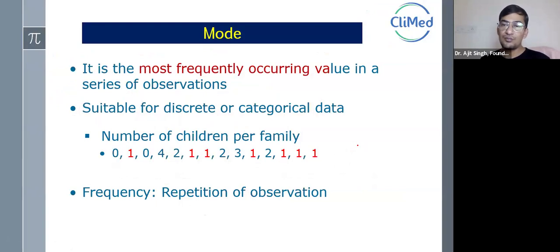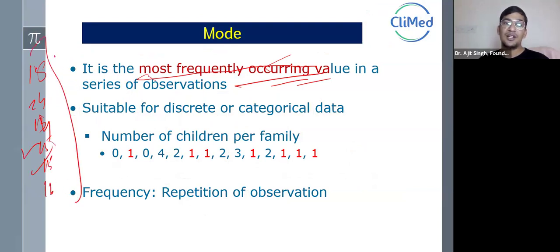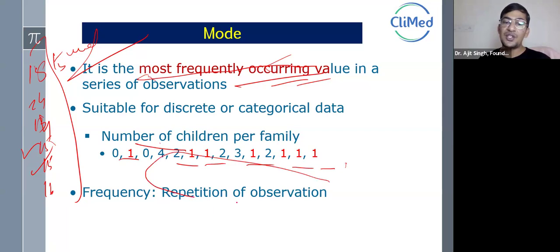Mode is the most frequently occurring value. Suppose in the class the ages are 14, 15, 15, 16. What is the most occurring number? 15. 15 is your mode. Simple. It is not affected by the outliers or by anything. It is just the most frequently occurring value in all the observations. You can see here the number of children per family: 1, 1, 1, 1, 1, 1. The repetition of the observation is called the mode.